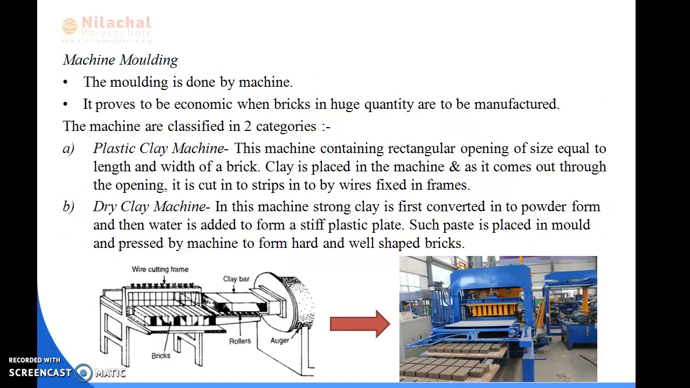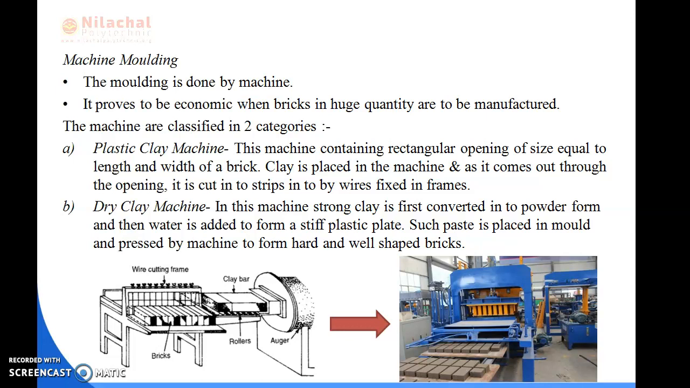Next I have told you about machine molding. Machine molding means the molding is done by a machine. This machine molding is of 2 types. First is plastic clay machine and second is dry clay machine.